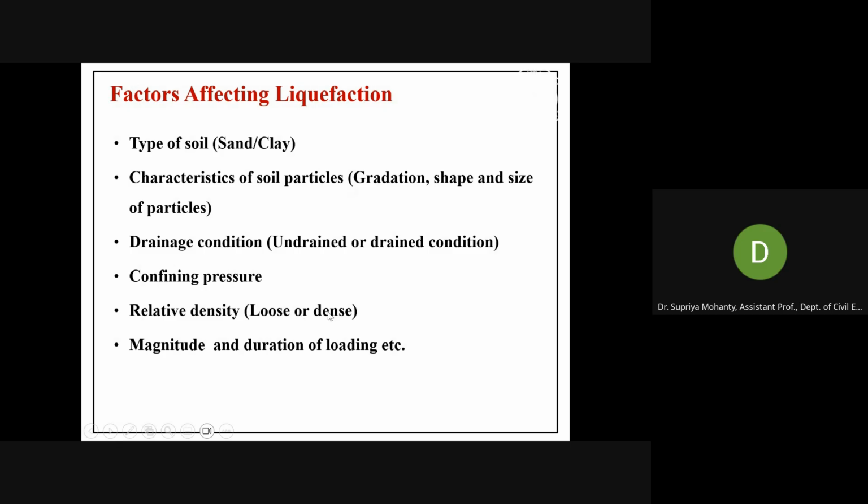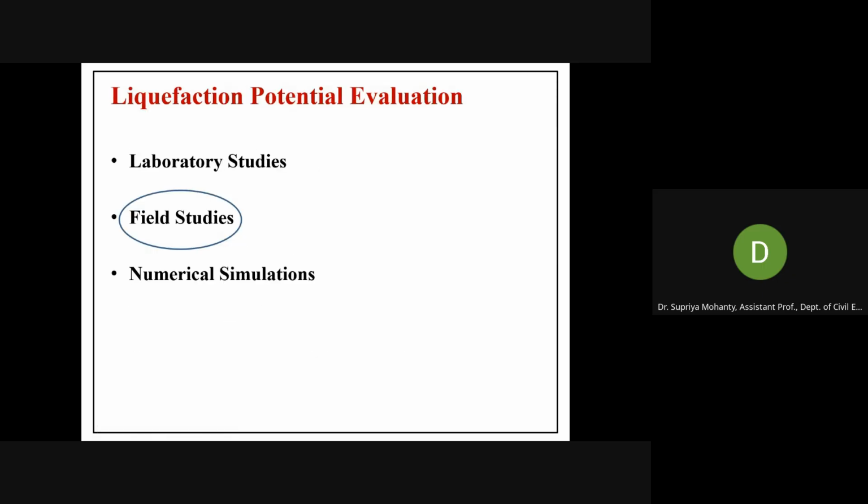Dense case, less void space. Even if pore water pressure is building up, it may not match the total stress. So your effective stress will not be zero in the dense condition. Then magnitude and duration of loading: higher magnitude and longer duration of shaking, more chance of liquefaction.